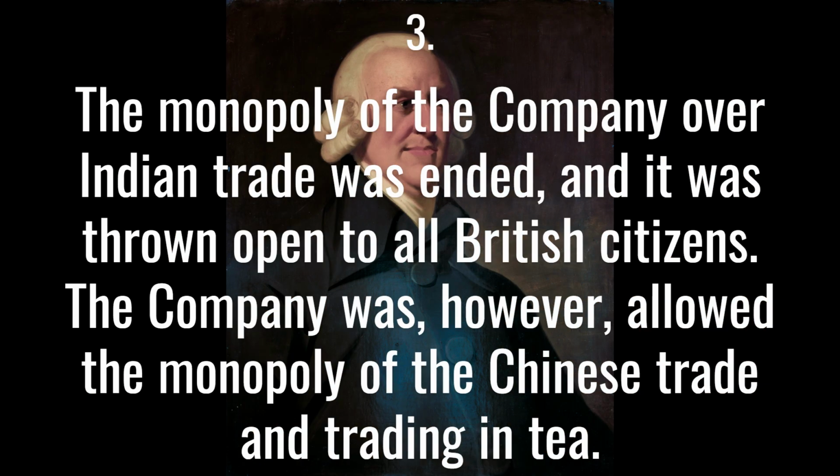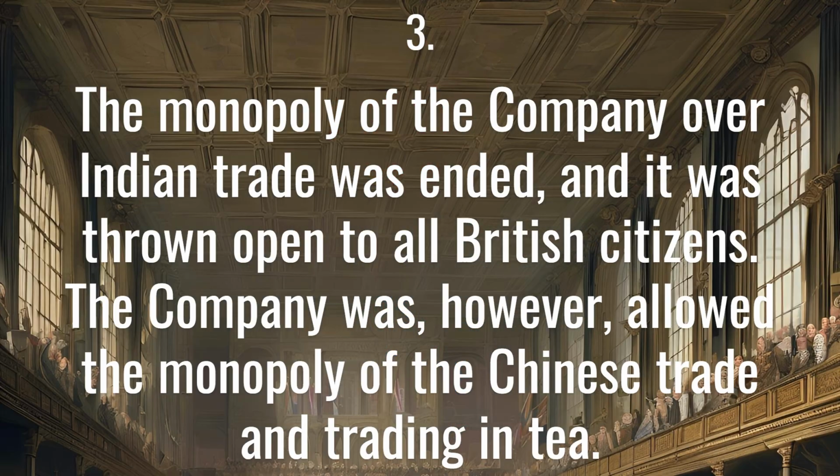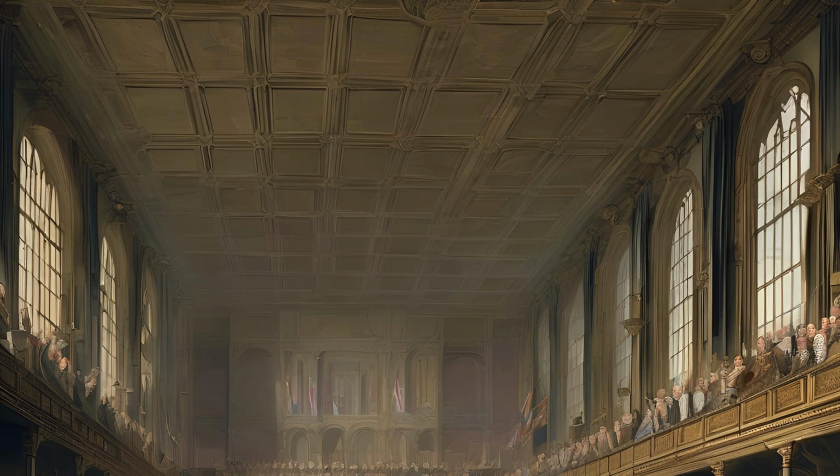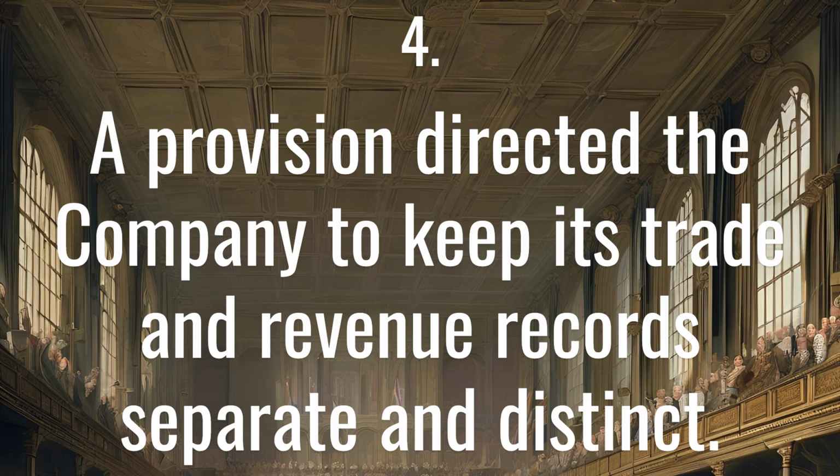3. The monopoly of the company over Indian trade was ended, and it was thrown open to all British citizens. The company was, however, allowed the monopoly of the Chinese trade and trading in tea. 4. A provision directed the company to keep its trade and revenue records separate and distinct.